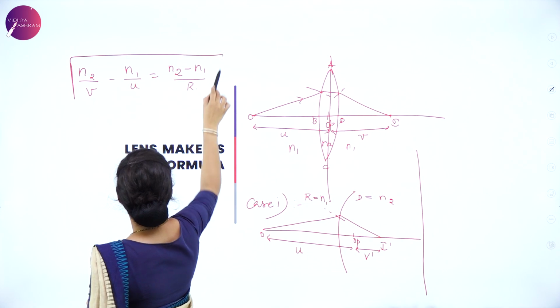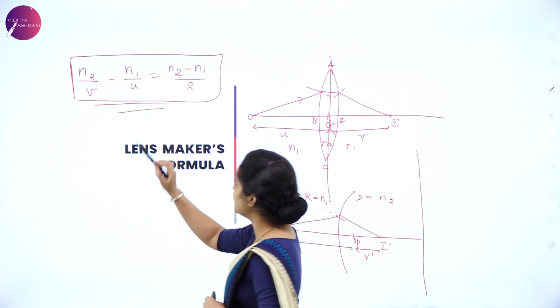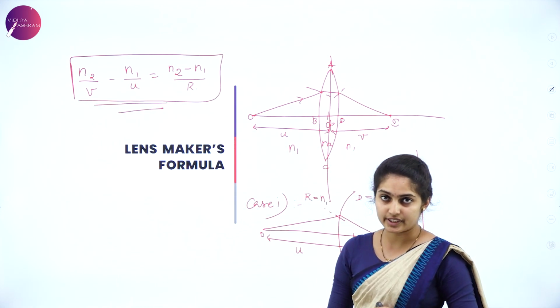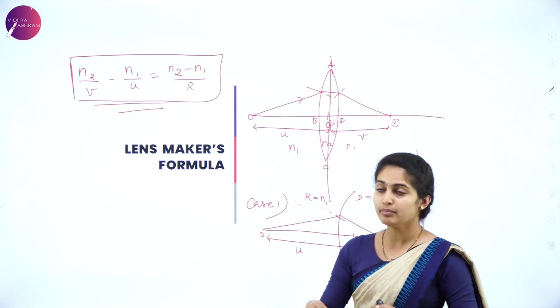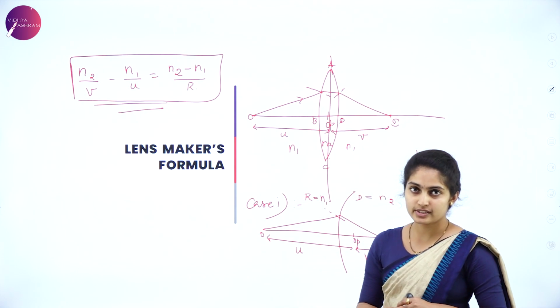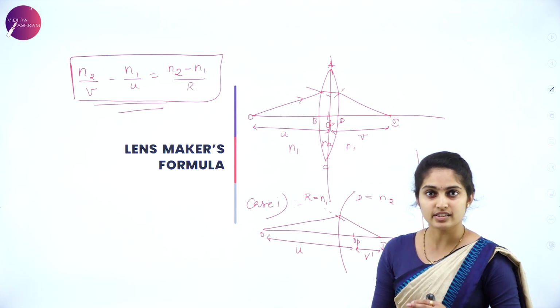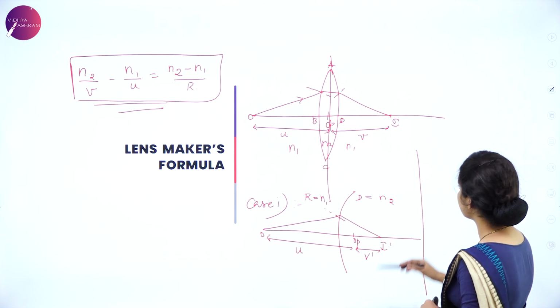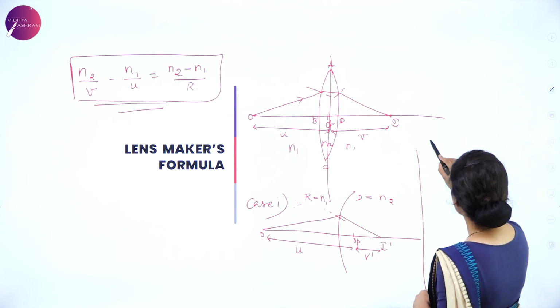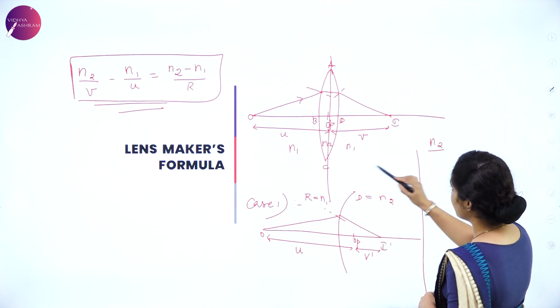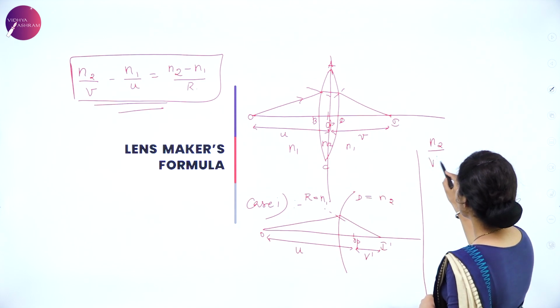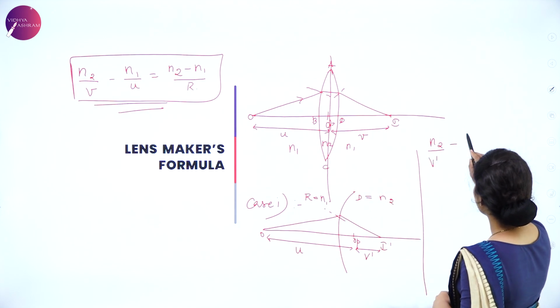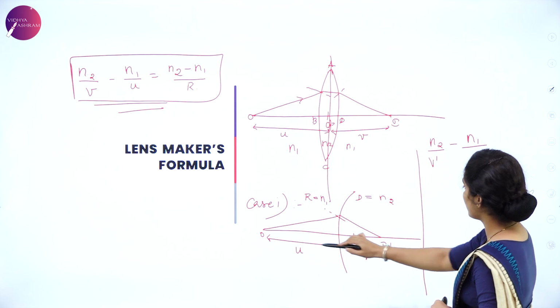This is the equation of the spherical lens that we have, where all the n's are the refractive indices with respect to the first medium and second medium. V and U are the image distance and the object distance, and R is the radius of curvature. So now let us consider N2 divided by V, that is nothing but V dash, minus N1, the rarer medium, divided by U.